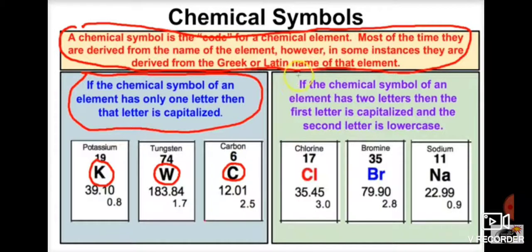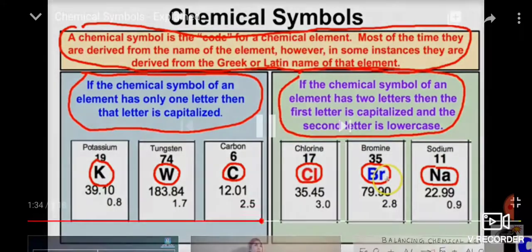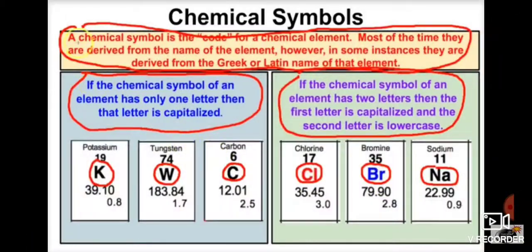If the chemical symbol of an element has two letters, then the first one is always going to be capitalized and the second one will always be lowercase. For example, chlorine, we have capital C, lowercase l; bromine, capital B, lowercase r; and sodium right here, capital N, lowercase a. Now you might be wondering, why is the chemical symbol for sodium Na? Well, that has to do with the Greek or Latin word for that element, and that's what we're going to take a look at next. We're going to look at some of the chemical symbols for elements that are derived from the Greek or Latin words.